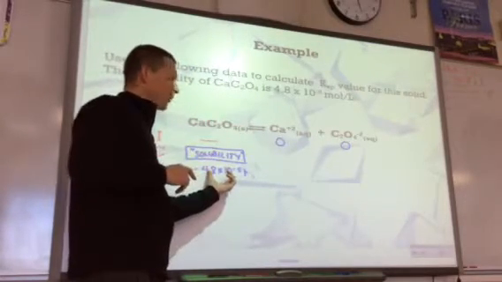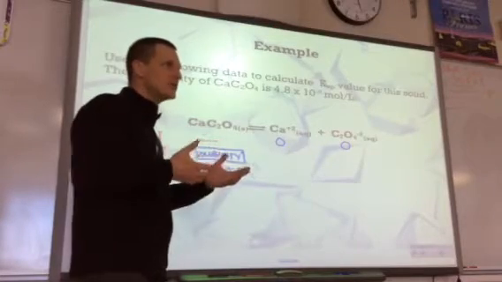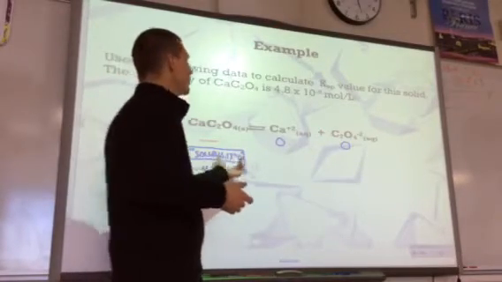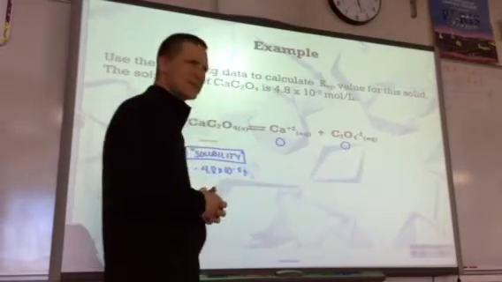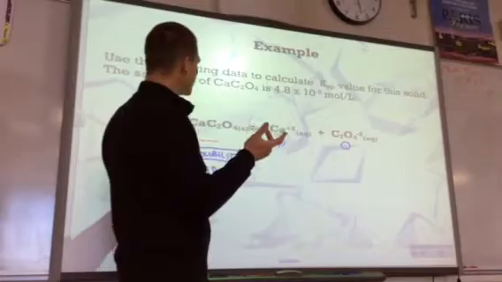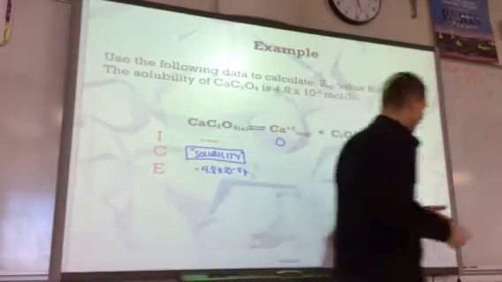This goes down by 4.8 times 10 to the negative fifth. That's how much of it dissolves. That's what the solubility is. And therefore, this and this both go up by 4.8 times 10 to the negative fifth. So the question is, what is the Ksp? I'll just put it over here.